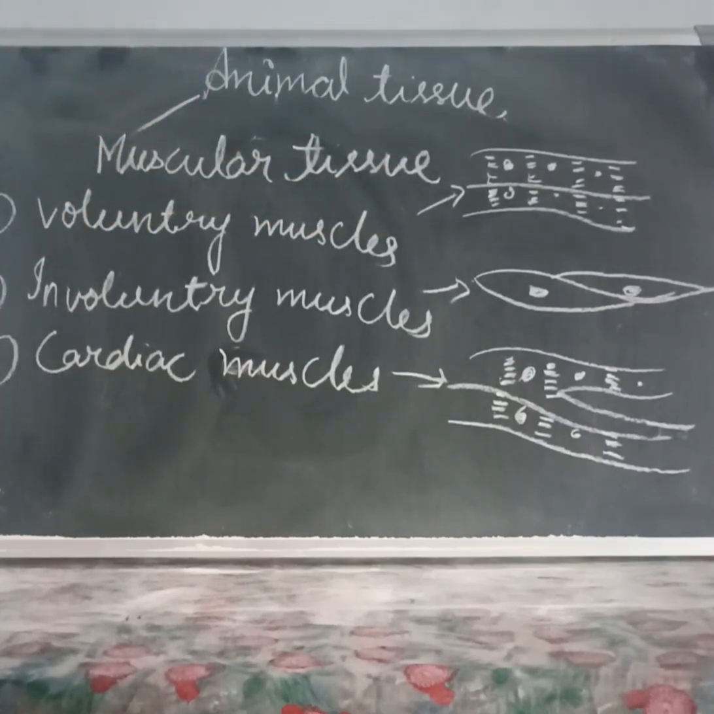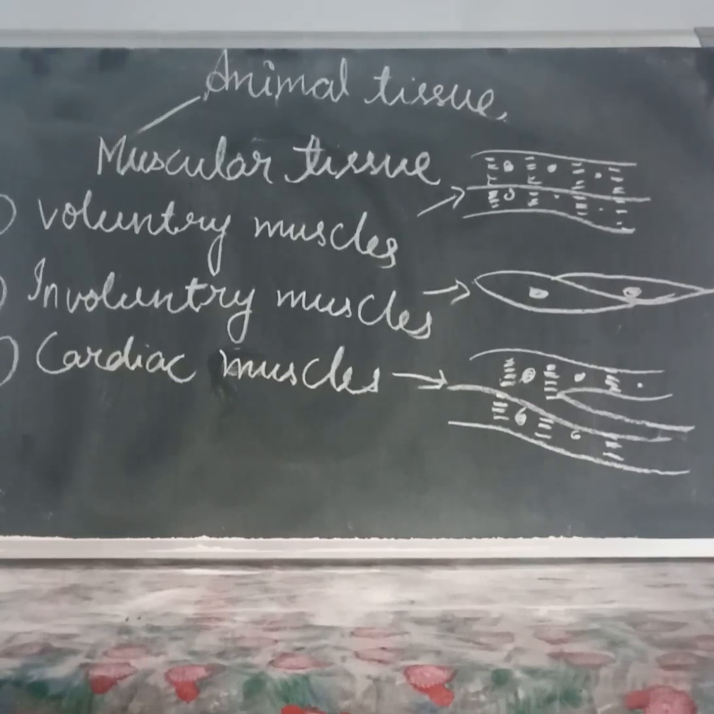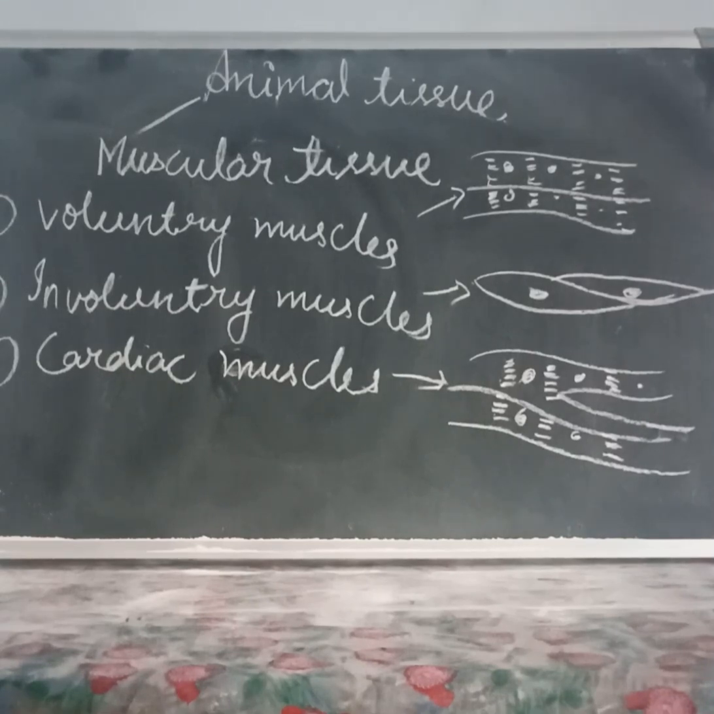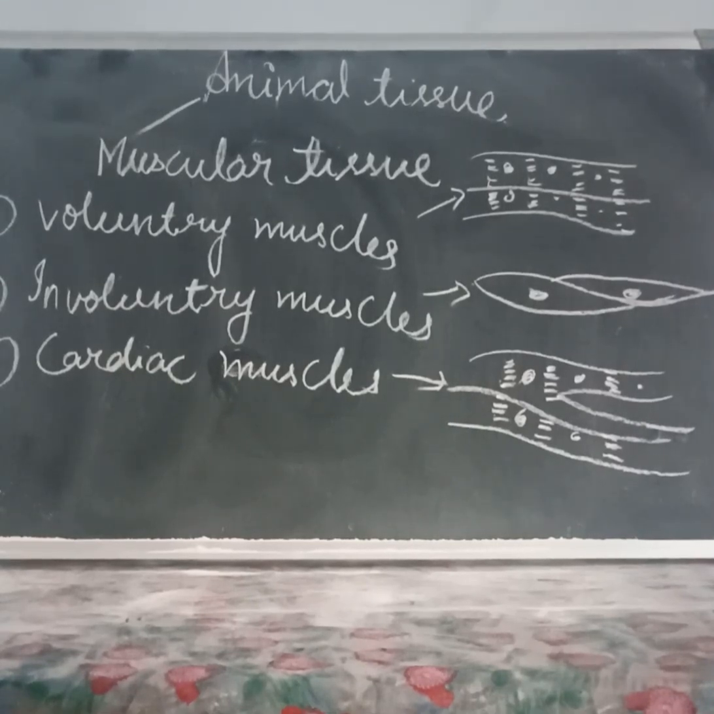And then the third one is called the cardiac muscle. These muscles are also involuntary, meaning not under our control. They are present in a special organ, the heart, and they work throughout life. They never tire, as our heart works day and night. They also have dark and light bands, but they are branched.